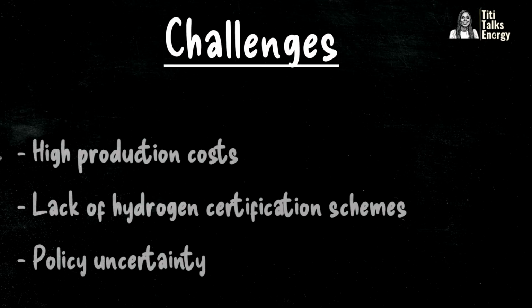Low emission steel using green hydrogen is also gaining traction. Hydrogen derivatives are a great way to decarbonize the aviation, shipping, and heavy industry sectors. But there are still challenges: high production costs, lack of hydrogen certification schemes, and policy uncertainty. Still, hydrogen derivatives are becoming core commodities rather than just chemical experiments in the lab.